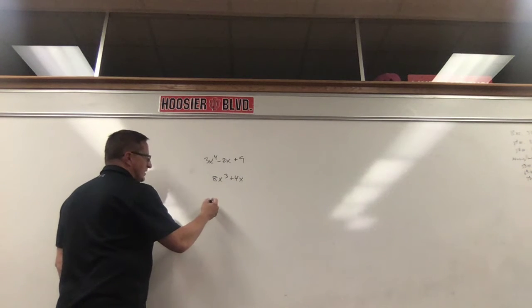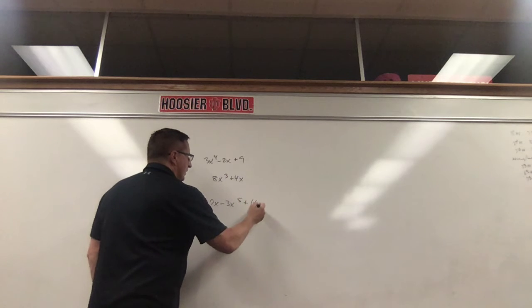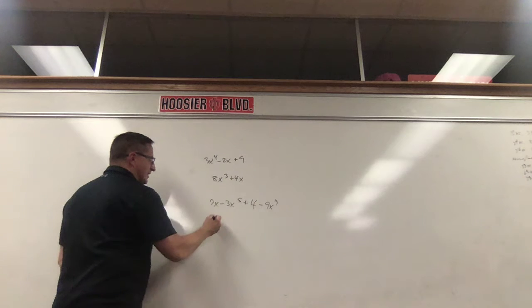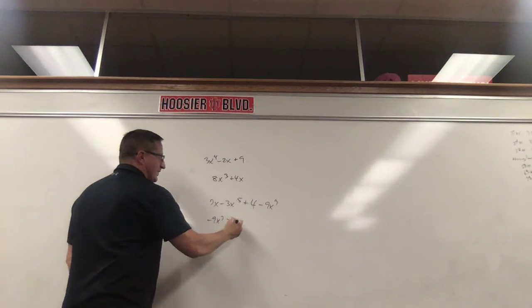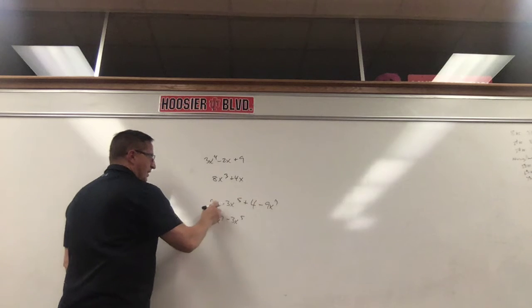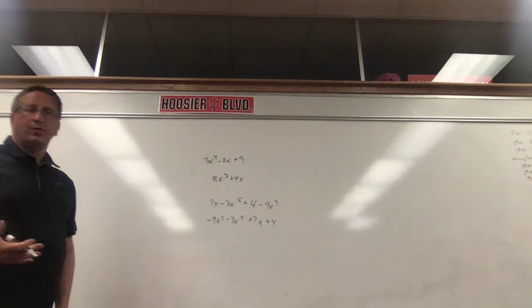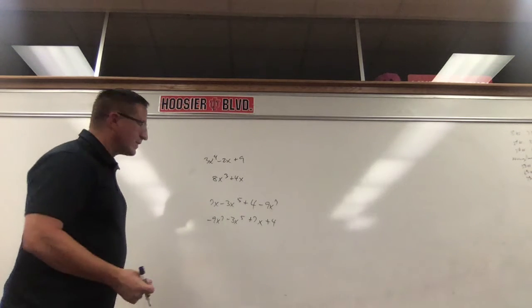So if I gave you something such as this, 7x minus 3x to the fifth plus 4 minus 9x to the seventh. The first term should be negative 9x to the seventh because it has the highest exponent. The next highest exponent is negative 3x to the fifth. Seventh, fifth, then 7x, and then you always put your number last, okay? That's called standard form. They have to go in descending order from big to little for the exponents, okay?